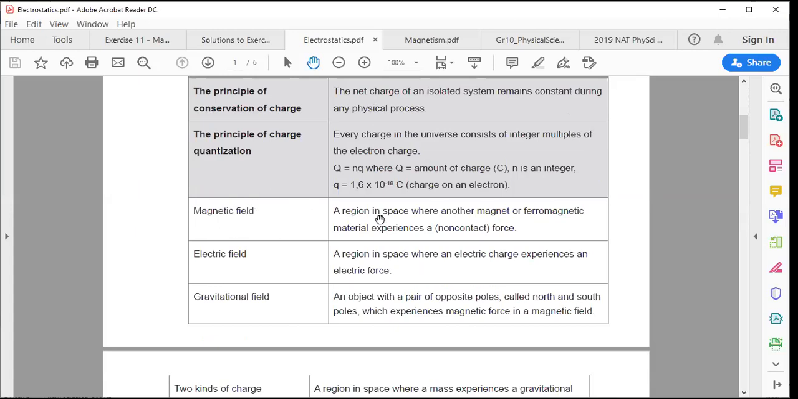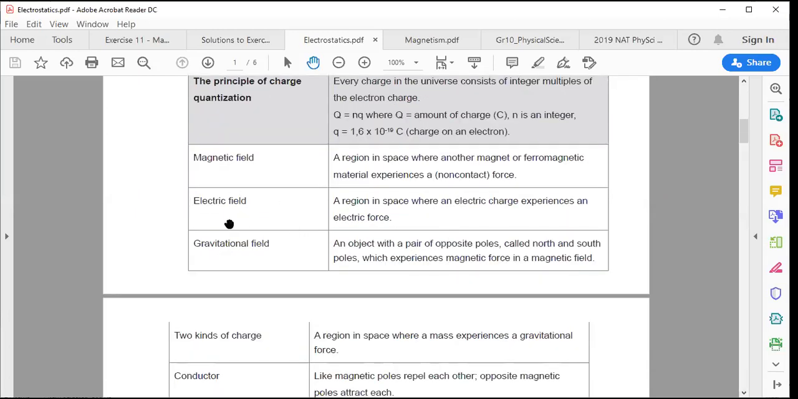We've spoken about this one. We said it's a region in space where another magnet or ferromagnetic material experiences a force. That force is a non-contact force. Then we've got electric field, a region in space where an electric charge experiences an electric force. So a charged object has an electric field. A magnetic object will have a magnetic field.